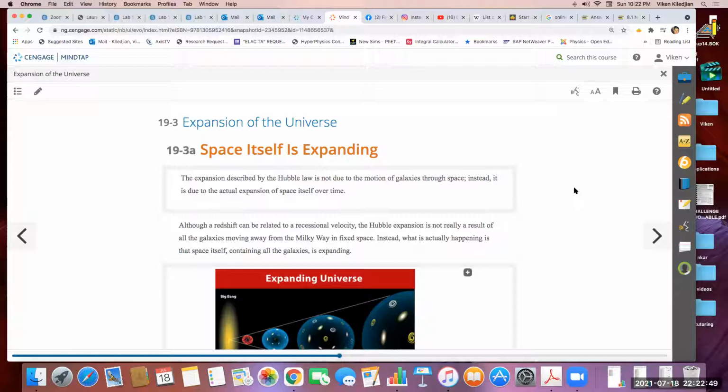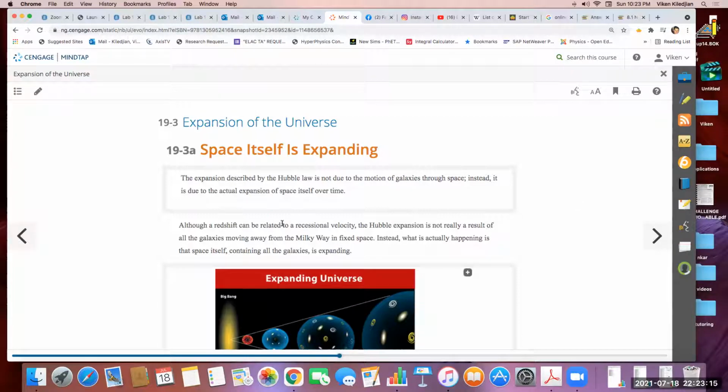You see, if space wasn't expanding, some galaxies would come towards us, some galaxies would move away from us, maybe it would be even. But because space itself is expanding, a lot more galaxies are moving away from us than are moving towards us.